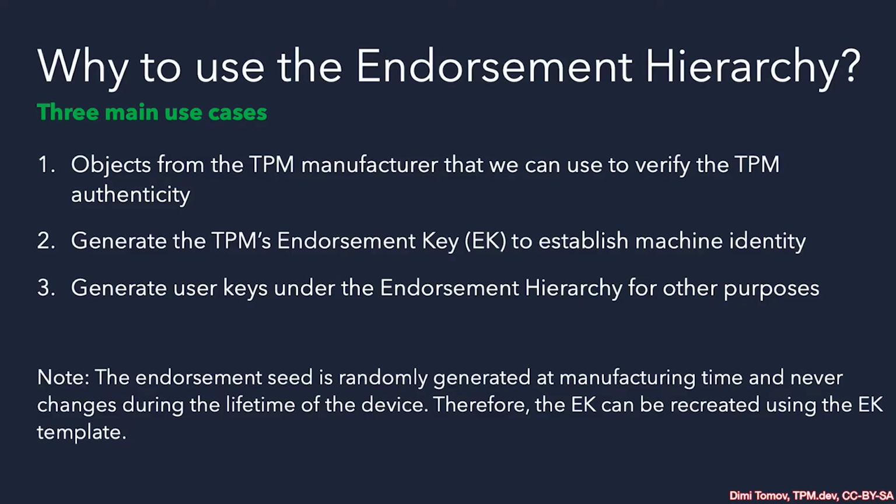From there, we can establish the machine identity. And even further, we can use the endorsement hierarchy for other purposes by creating child keys under a primary key under the endorsement hierarchy. It's not necessarily that to be the endorsement key. The importance of the endorsement hierarchy is that the endorsement seed is randomly generated at manufacturing time and does not change for the lifetime of the device.